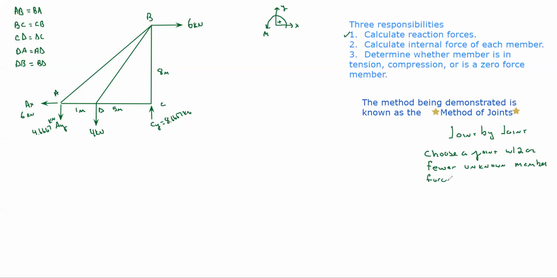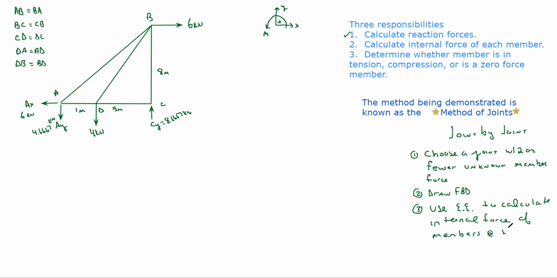We're going to be looking for joints that have 2 or fewer unknown internal forces. Draw a free body diagram of that joint, and then use the equilibrium equations to calculate the internal force of the members at the joint. That's our plan of attack.